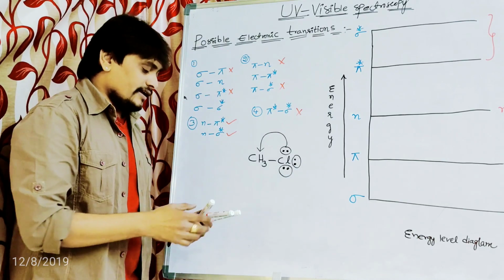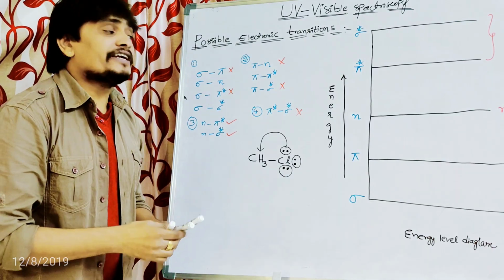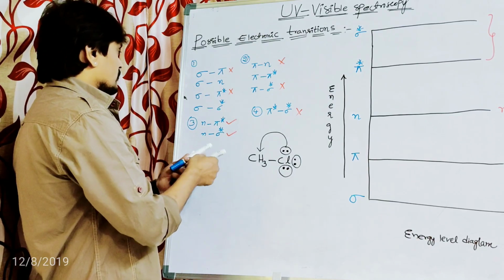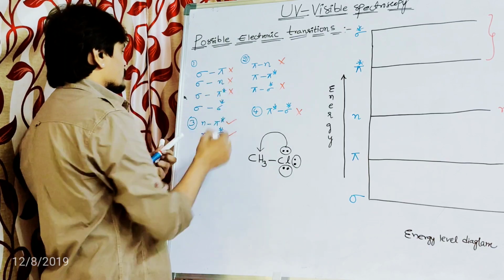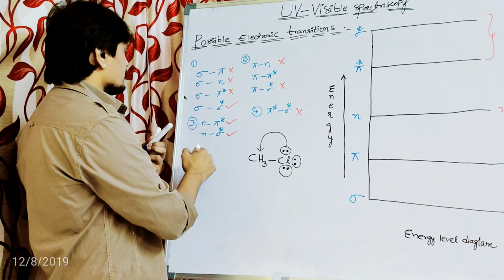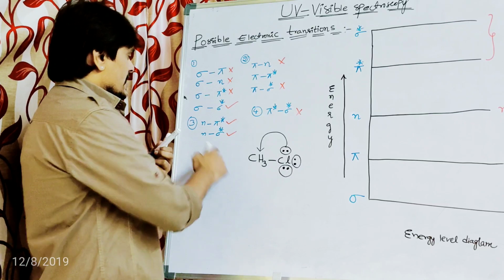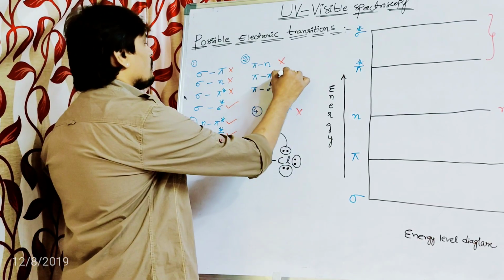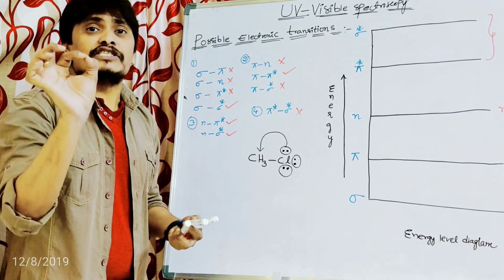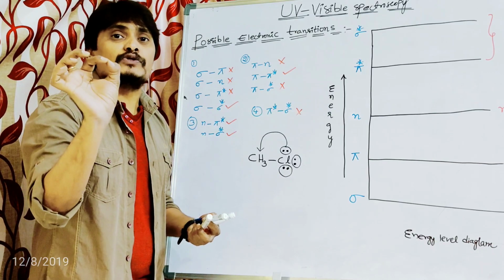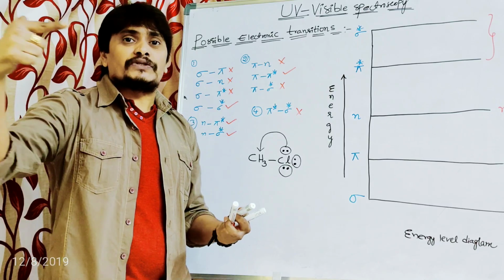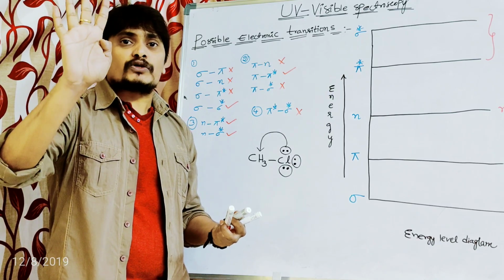So accordingly, what are the possible electronic transitions, students? Sigma to n is not possible. Sigma to sigma star is possible, right? n to pi star is possible, n to sigma star is possible, pi to pi star is possible. So what are the possible electronic transitions which occur during the UV visible spectroscopy, students? Whenever the UV visible radiation is passed through the sample, only 4 types of electronic transitions take place.